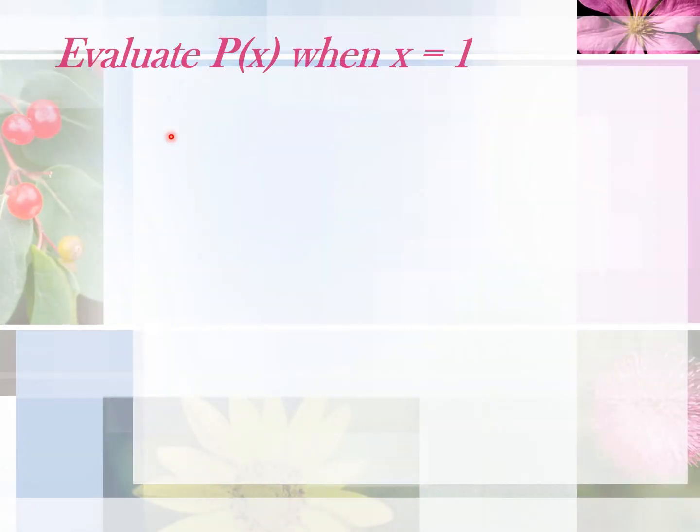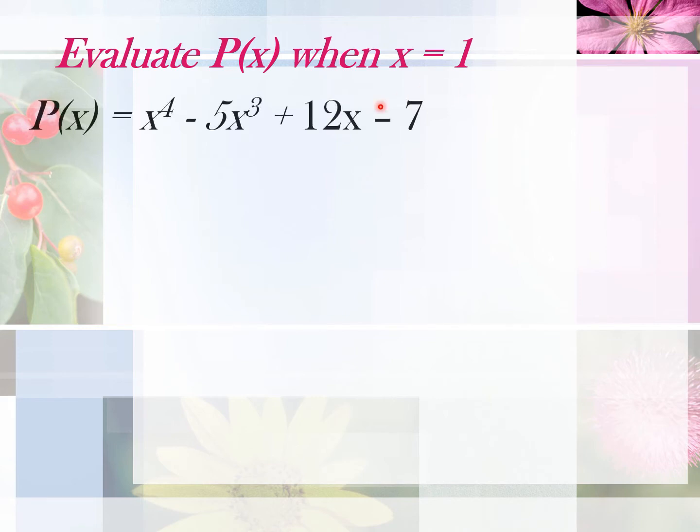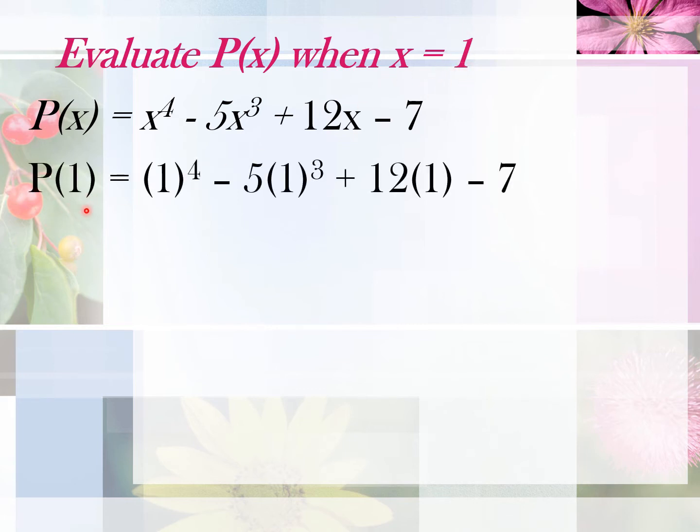Using the same problem kanina, evaluate p of x when x is equal to 1. So this time, we need to solve for p of x equals x raised to 4 minus 5x cubed plus 12x minus 7. Kailangan lang natin i-substitute yung value ng x which is equal to 1 or solve for p of 1 is equal to 1 raised to 4 minus 5 times 1 raised to 3 plus 12 times 1 minus 7. So, simplify lang natin yung 1 raised to 4 that is equal to 1.